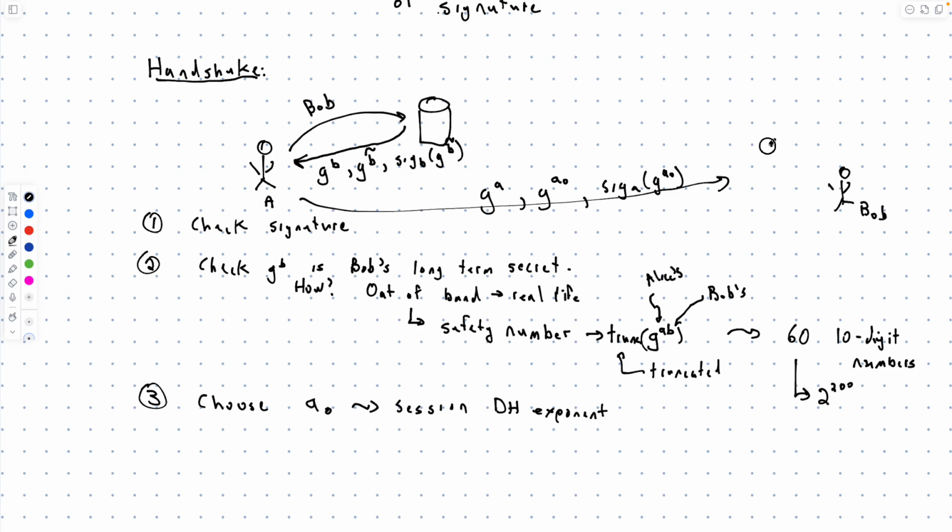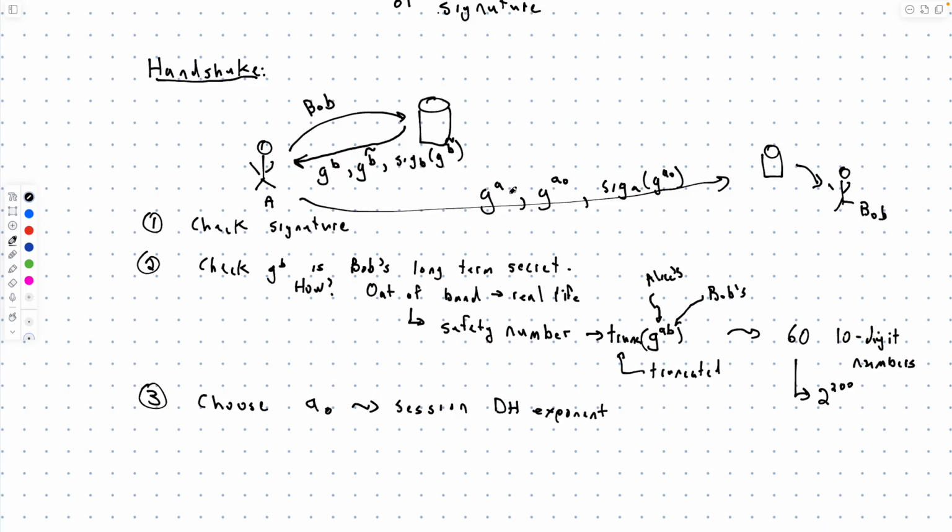But because Bob is offline, there might be a server or something that collects it in the meantime. It might be the same server here. I drew them slightly different, but it will sort of collect it, hold on to it. Bob will eventually come online, and then he'll have G to the A, G to the A0, and the signature on it. And so Bob will also be able to derive the same safety number.